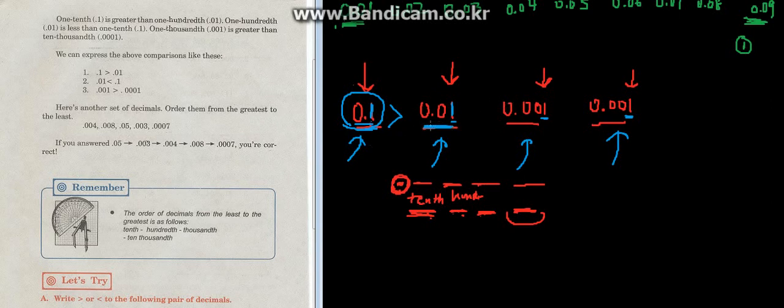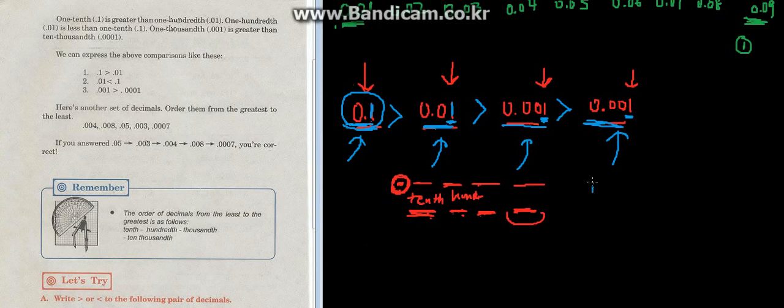And the same, 1/100 is greater than 1/1,000 because the digit 1 is in the 100th place in this second number, and the digit 1 is in the 1000th place in this third number. So since any digit in the 100th place is greater than any digit in the 1000th place, this number 1/100 is greater than 1/1,000. The same thing, 1/1,000 is greater than 1/10,000. So this is the order: the greatest to the smallest.